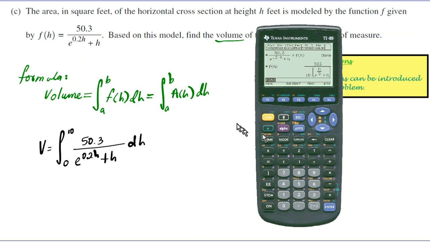Now what we're going to do is compute the integral. So we're going to calculate the integral of this function. We're integrating with respect to h, so make sure that your variables agree with your function. And then we're going from 0 all the way to 10. Alright, so we don't want the exact answer, we want the approximate answer for this. So we're going to press pound enter to give me an approximate answer. Pound enter, and then it's calculating.